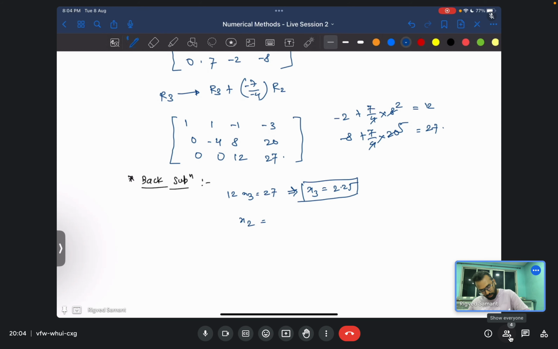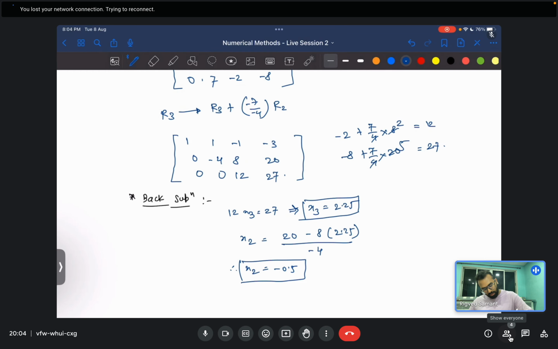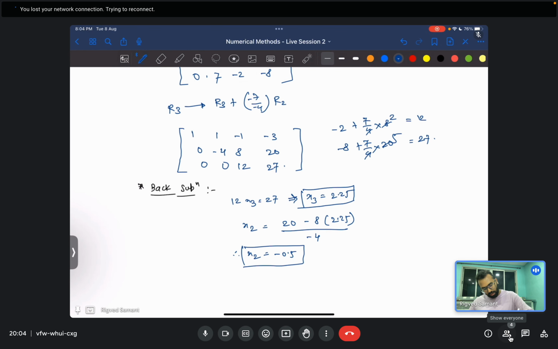x2 would be 20 minus 8 into 2.25 divided by minus 4. Minus 0.5. x1 would be minus 3 minus 1 into x2 and plus 1 into x3. So x2 and x3 you know.